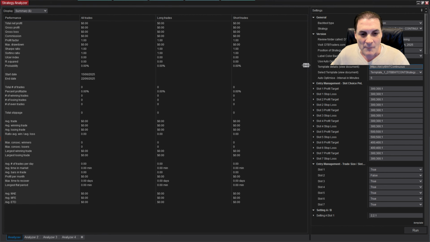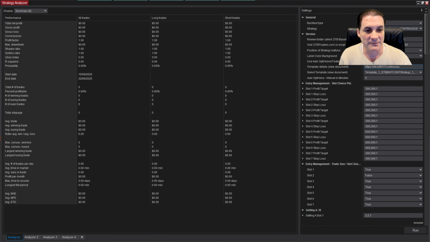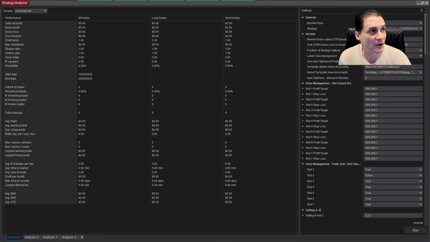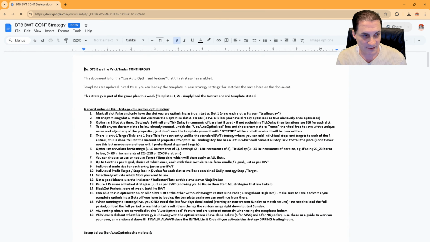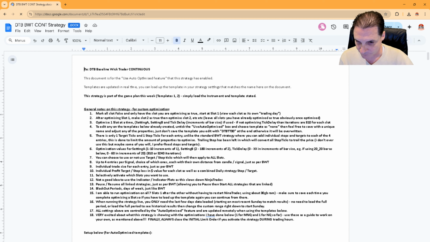All right, perfect. So our continuous strategy is basically very similar to the baseline wick trader strategy. For convenience, I've put a link in here to a document, which is also going to form the template document for this. If I load that up on another page, it brings up a document like this, which gives you some decent notes about how to use the strategy and how to use the optimizations on it. That is basically all covered over here.